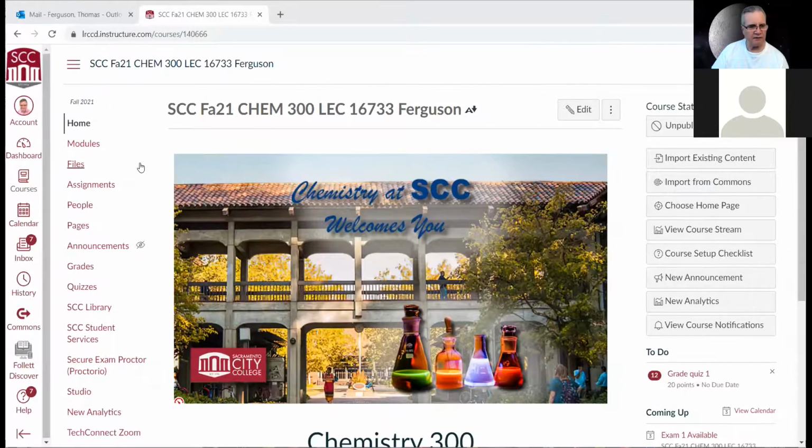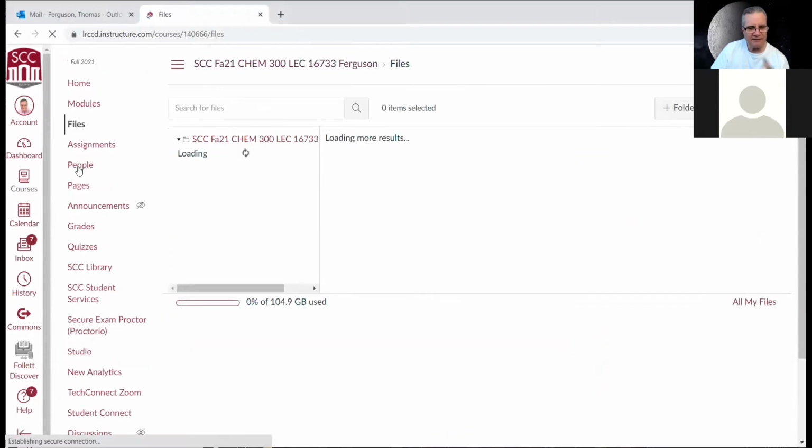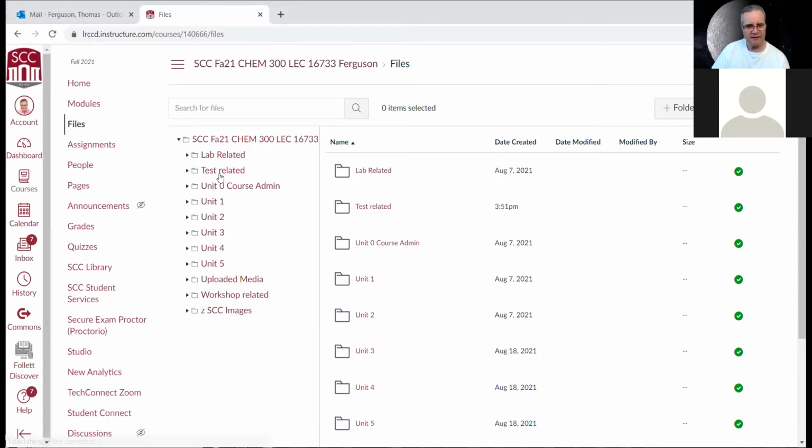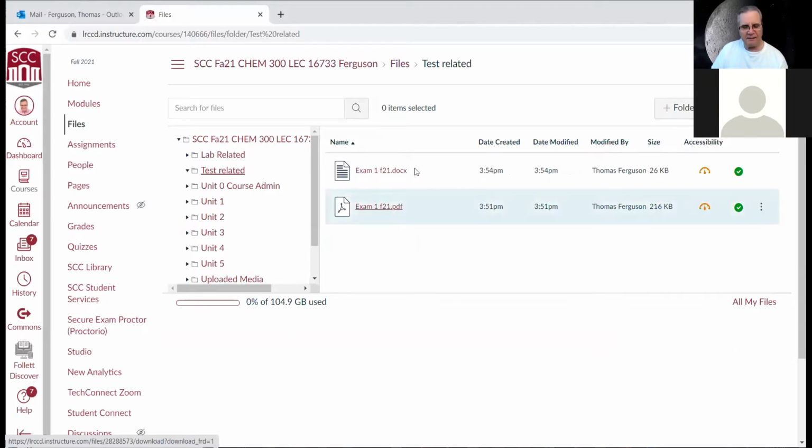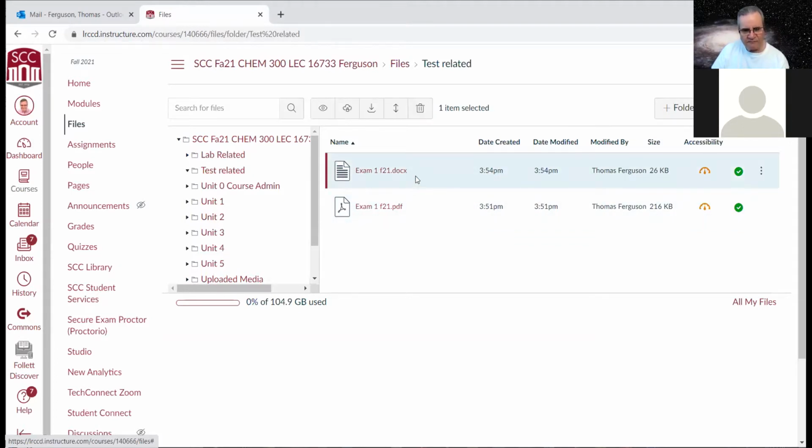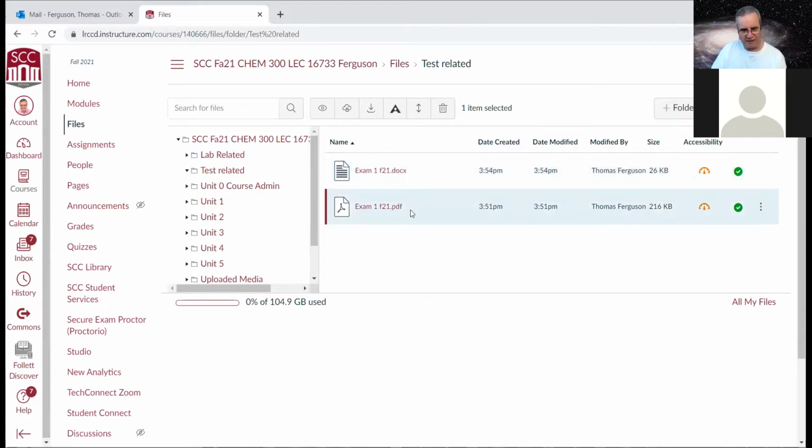Good. Then we click over here to Files, and that's in the message I sent out too. Test Related. And I gave you two versions of it. I gave you the Word version, and I gave you the PDF. The reason I gave you the Word version is, if you want to expand the area where you're going to work, you can do that. If it's the PDF format, you can do that, but it's a lot trickier. Either version is fine.